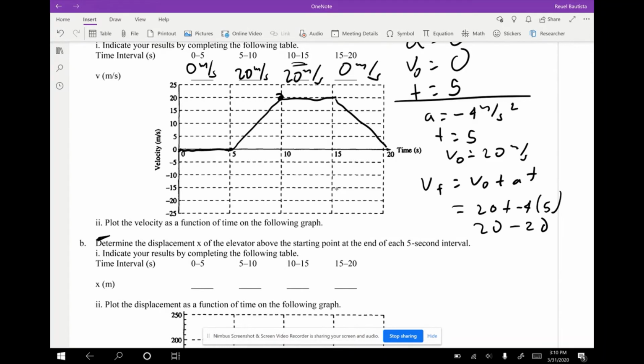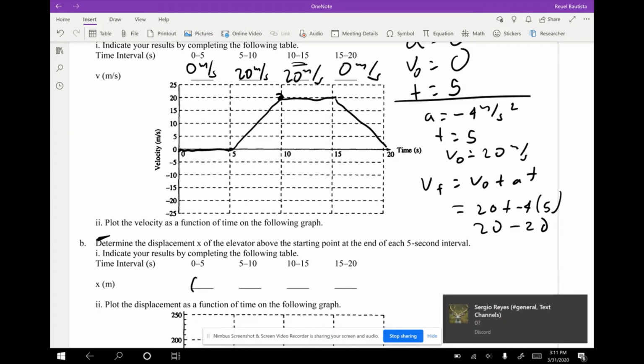So 5 to 10 seconds is pretty simple. We know that our starting velocity will be 0. Our final velocity will be 20. So V0 is 0, VF is 20. And based on the top graph, we know that the acceleration will be positive 4 meters per second squared, right? And we even know the time. Time is 5. We know a bunch of things about this problem.